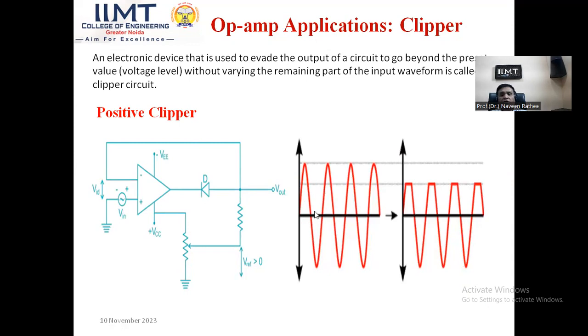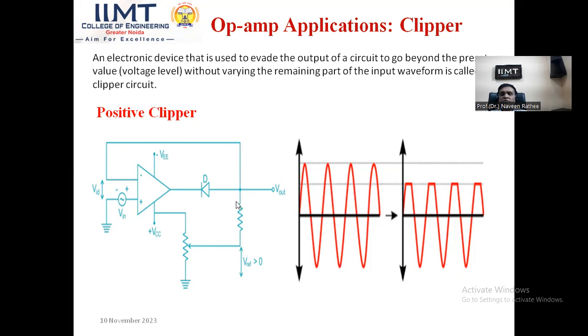Now let us say this is the input AC signal, a sine wave, which we have given over here at the non-inverting terminal. V reference is fixed. This is the lower value, that is the V reference which we have fixed. So any voltage greater than V reference is being clipped. This portion has been clipped, so you are not able to see the portion which we have clipped in the output waveform. But the remaining portion is seen as it is. So the positive portion has been clipped, therefore it is called a positive clipper.